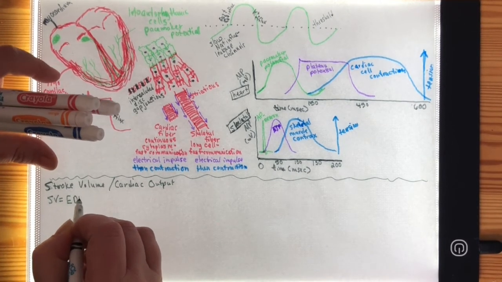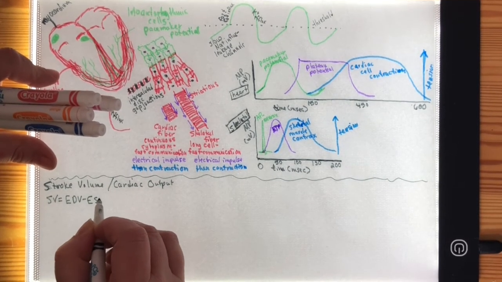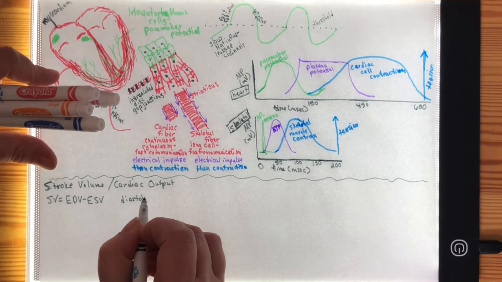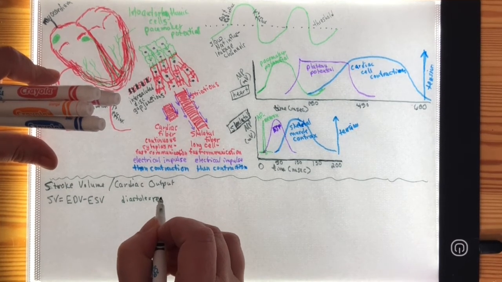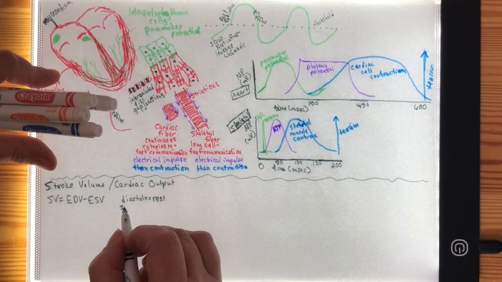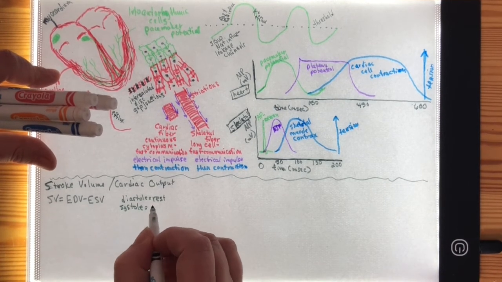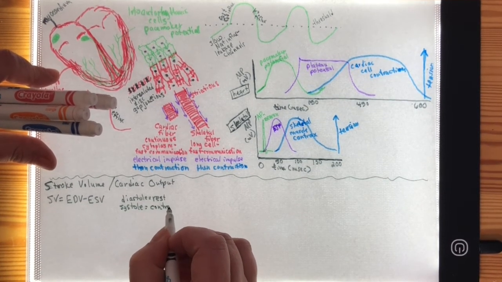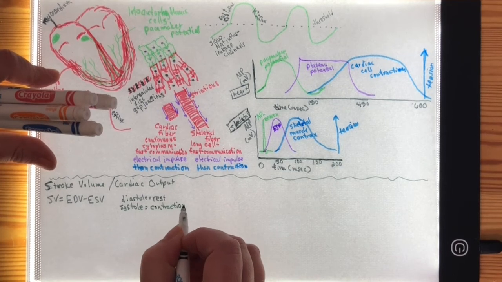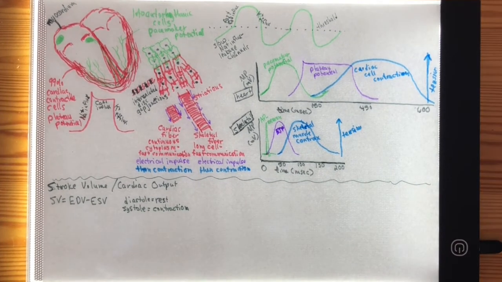So stroke volume is measured by EDV minus ESV, EDV meaning end diastolic volume, diastole being the resting phase of the heartbeat, and ESV meaning end systolic volume, systole being the contraction phase of the heartbeat. So let's talk about what that actually means in principle.